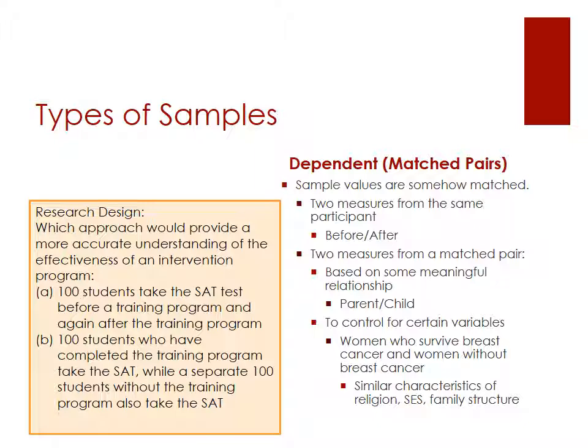Which approach do you think would provide a more accurate understanding of the effectiveness of an intervention program? Option A, where we have 100 students that take the SAT test before a training program and again after the training program. Or B, 100 students who have completed the training program take the SAT, while a separate 100 students without the training program also take the SAT. So which one is going to show you the likelihood of the intervention program producing a change in an individual's performance?